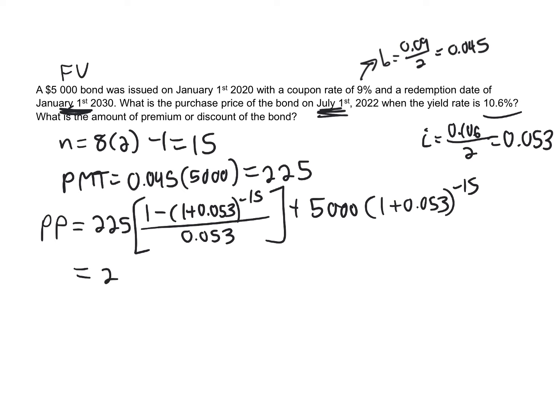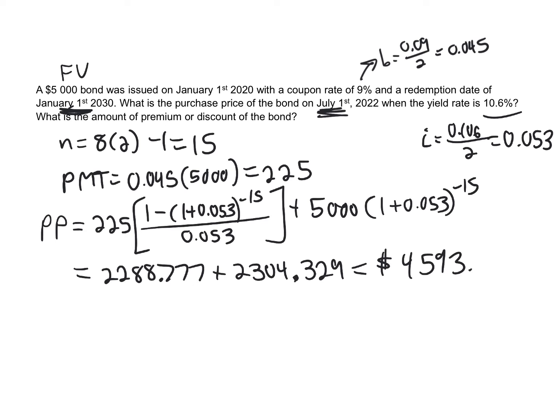Calculate each out. Add them together. We get $4,593.11 as our answer. So that's the purchase price of the bond.